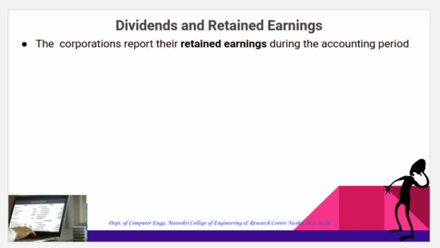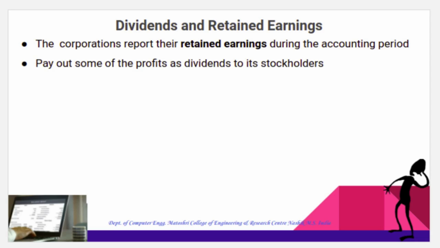As a supplement to the income statement, corporations also report their retained earnings during the accounting period. When a corporation makes some profit, it has to decide what to do with this profit. The corporation may decide to pay out some of the profit as dividends to the stockholders. Alternatively, it may retain the remaining profit in the business in order to finance expansion or support other business activities.